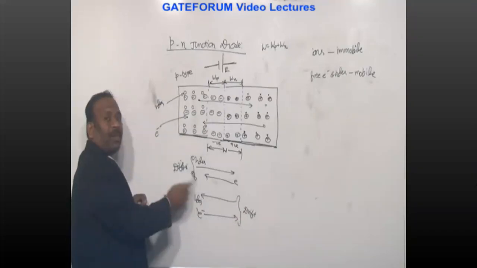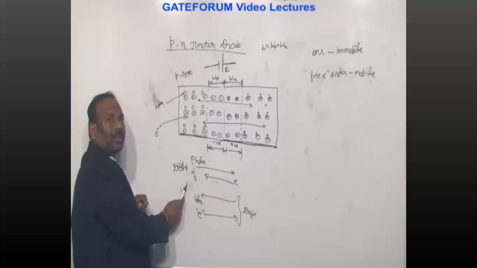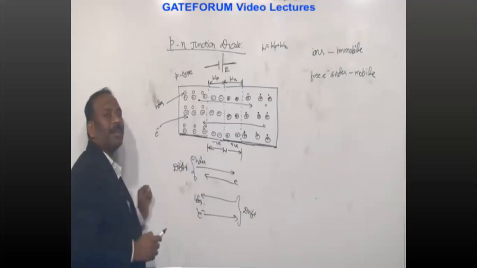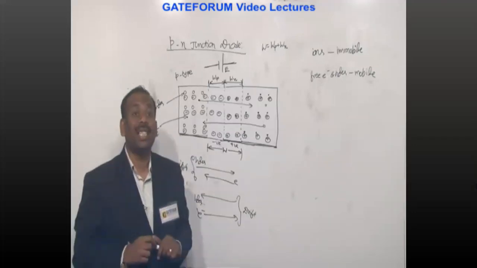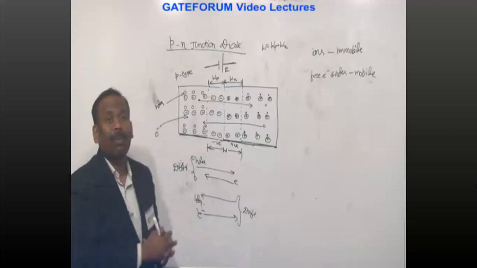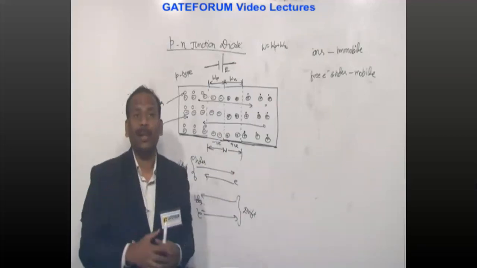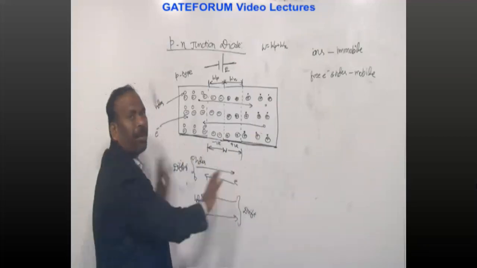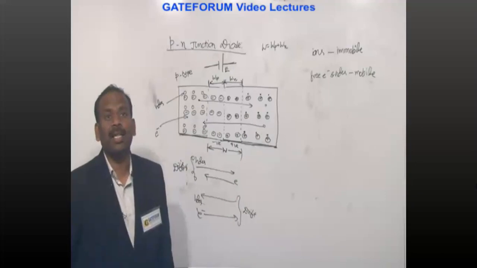See, diffusion current and drift current are opposite, or not? And the magnitude of drift current and magnitude of diffusion current is equal. Therefore, under unbiased condition, that means externally you have not applied any external DC voltage. See here, it's left unbiased. We are not applying any external DC voltage.